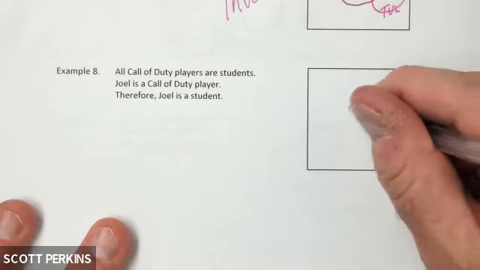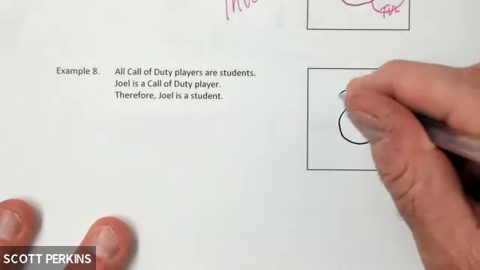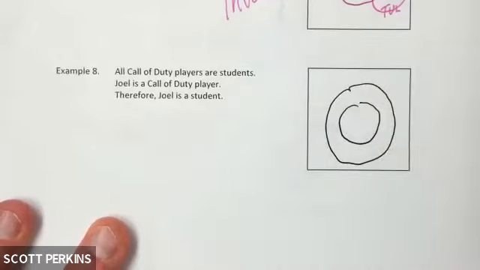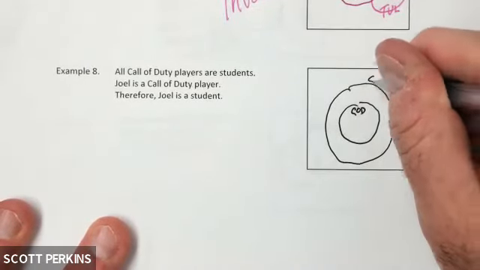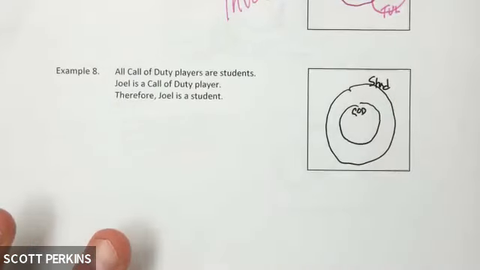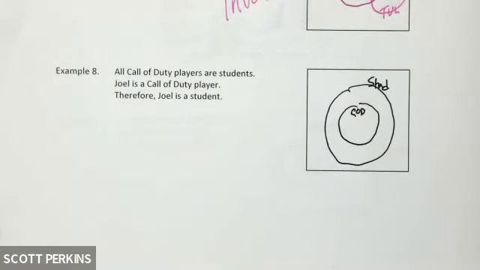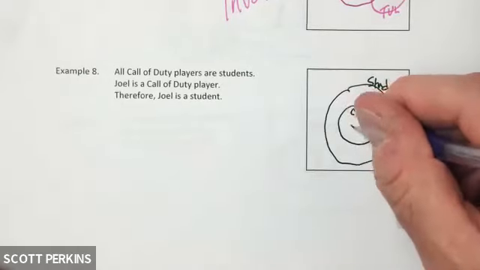Okay, so it says all Call of Duty players are students. So it's an all statement. And so the Call of Duty is going to go inside and then students will go outside. This one reverts back to the second statement is not a quantified statement. The second one is just a particular. We've got Joel. And so Joel is going to go where? Yep, Joel is going to go in here.